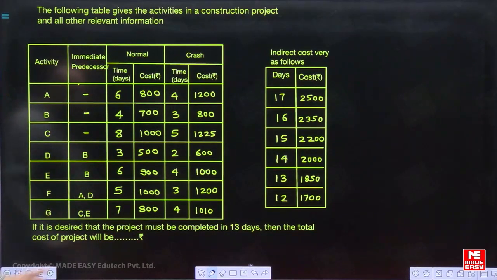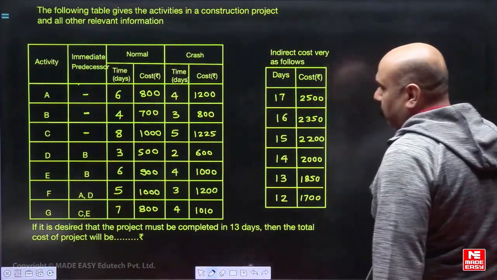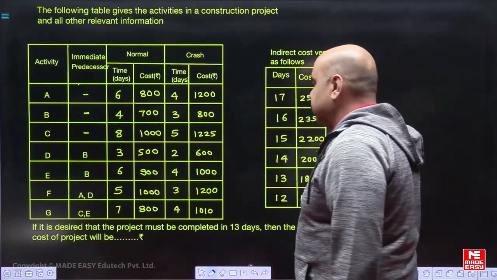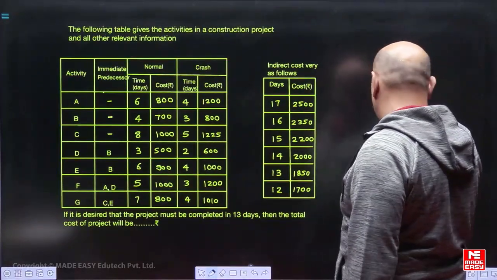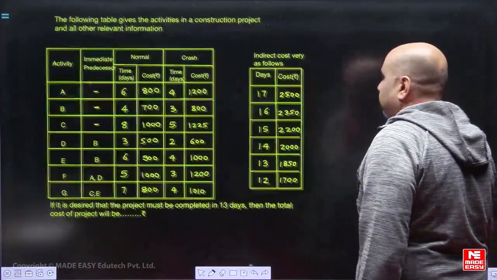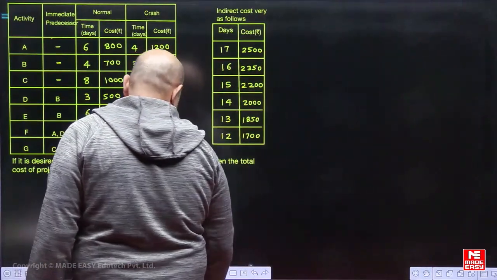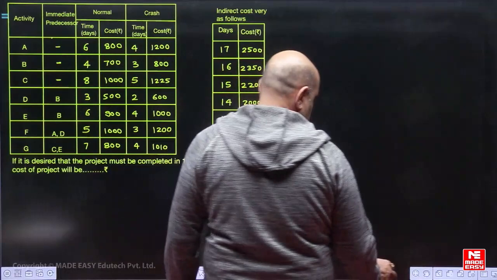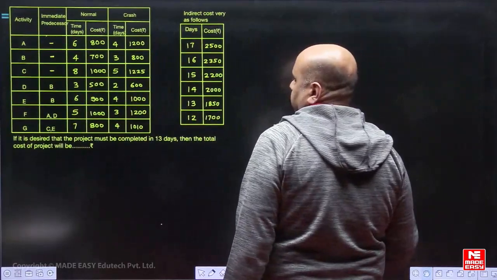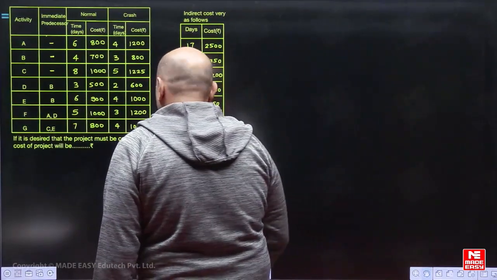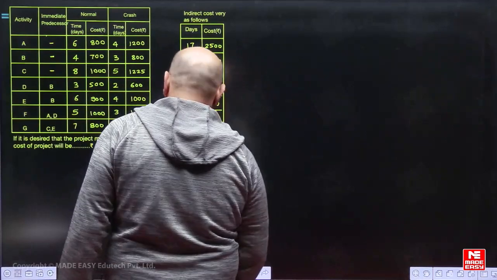So first of all, we have to draw the network diagram, and based upon that network diagram, we'll find out all the calculations and computations. See, data are given. A, B and C don't require any activity before them. There is no need of any activity before A, B and C.